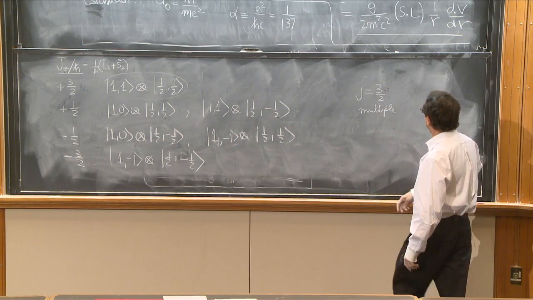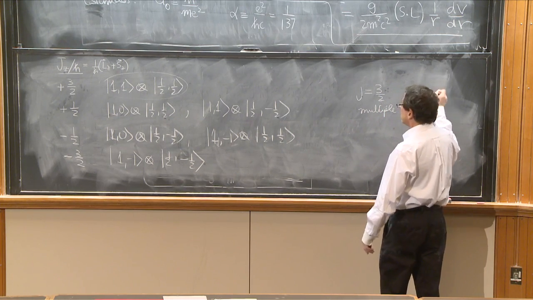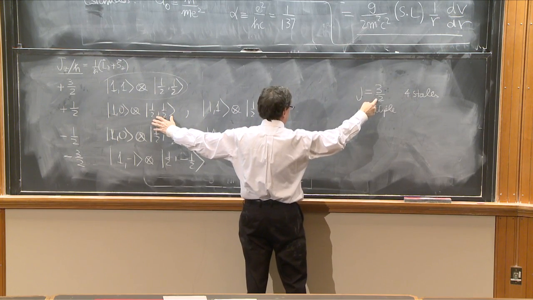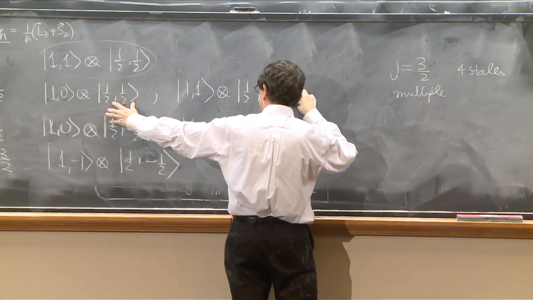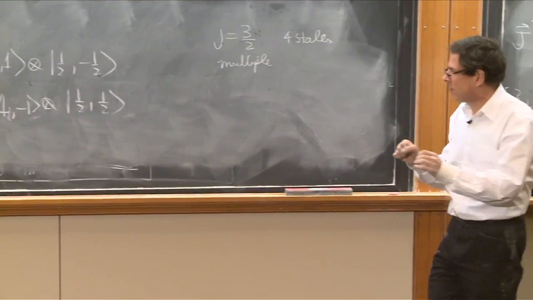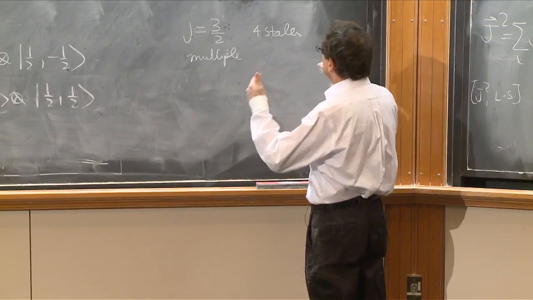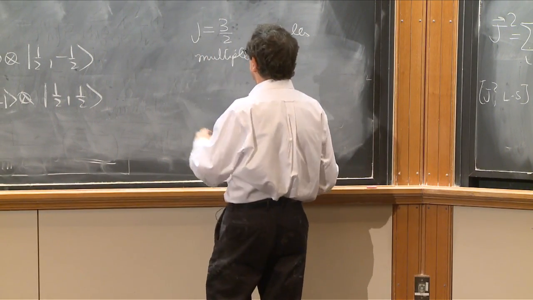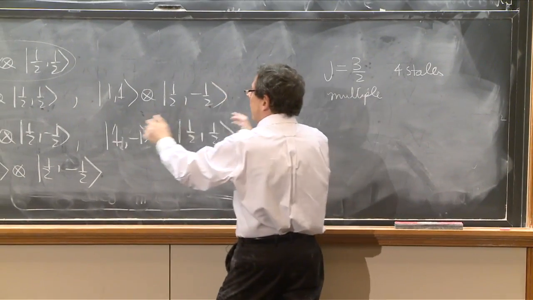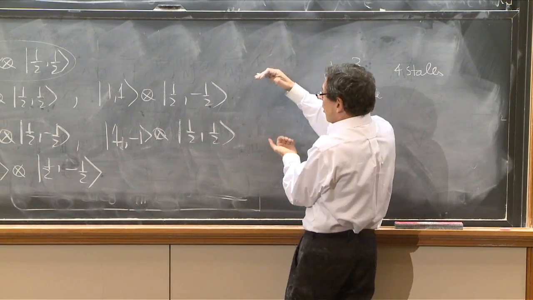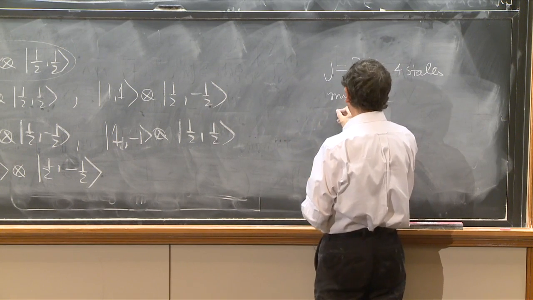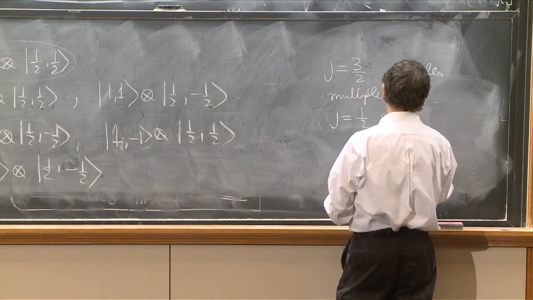But we have 4 states here. So one linear combination of these two states must be the jz equal 1/2 state of the multiplet, and one linear combination of these two states must be the jz equal minus 1/2 state of the multiplet. Which one is it? I don't know, but we can figure it out in a second. Once you get this j equal 3/2 multiplet, there will be one linear combination here left over and one here left over. Those are two states, one with jz plus 1/2 and one with jz equal minus 1/2. So you also get a j equal 1/2 multiplet.